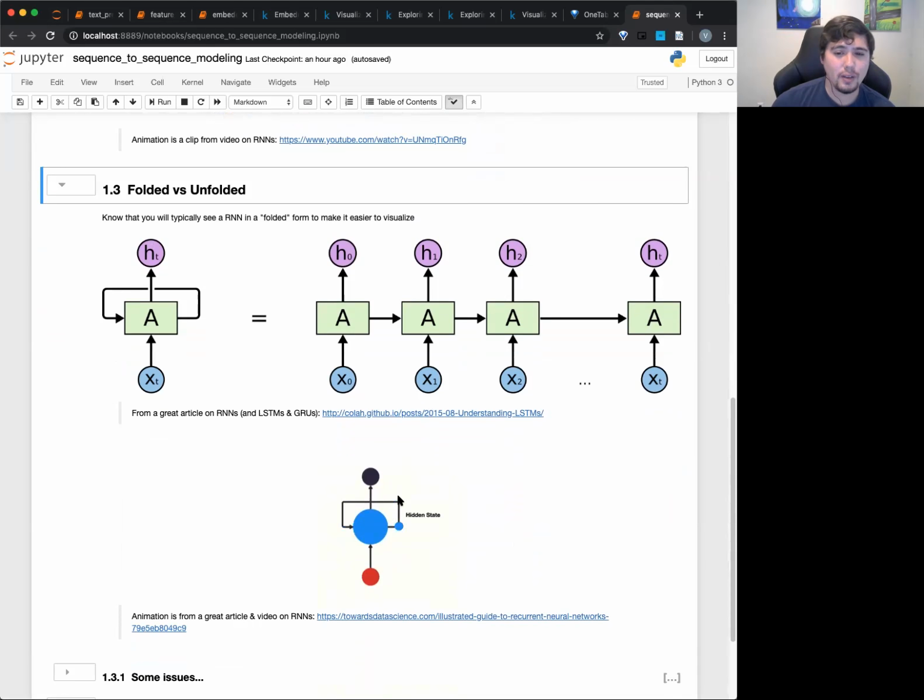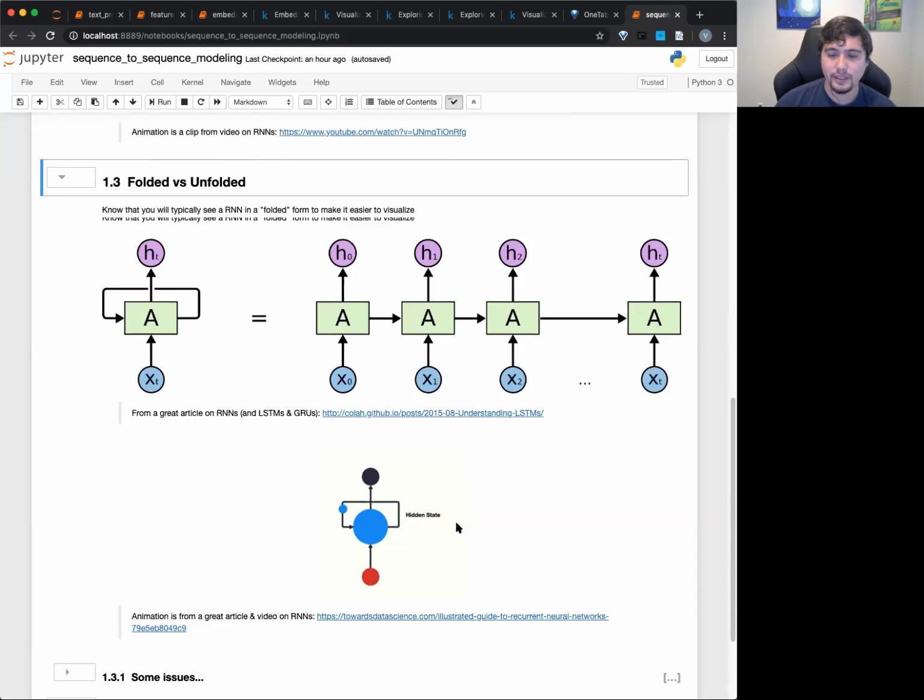So this is what we call a folded model. Just know that whenever you see something like this, it basically represents this long, long picture. Okay, does that make sense? Kind of seeing the difference between here and here. I see head nods. Okay, cool.